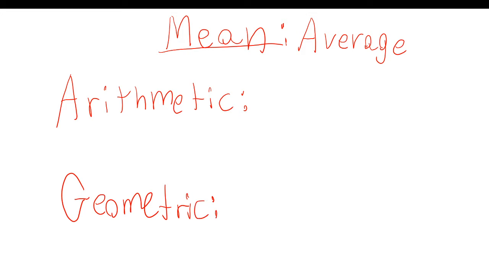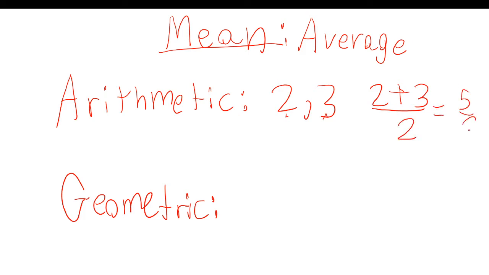Arithmetic mean is simple. Let's say we have 2 and 3, and we want to find the mean of 2 and 3. To compute the arithmetic mean of a set of n numbers, you just sum the numbers up and divide by the number of numbers. So here we have two values. Divide by 2. 2 plus 3 is 5. We get 5 over 2 as our arithmetic mean.